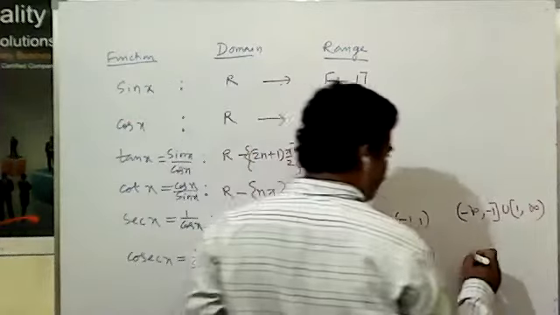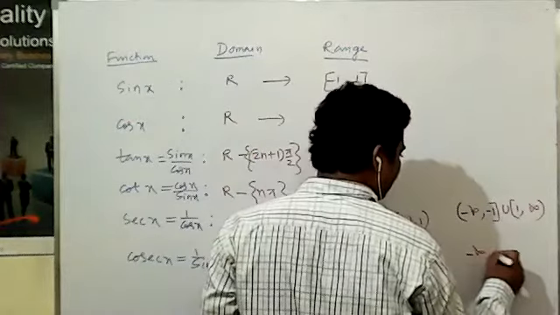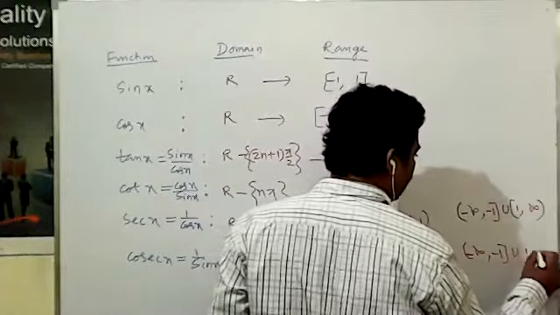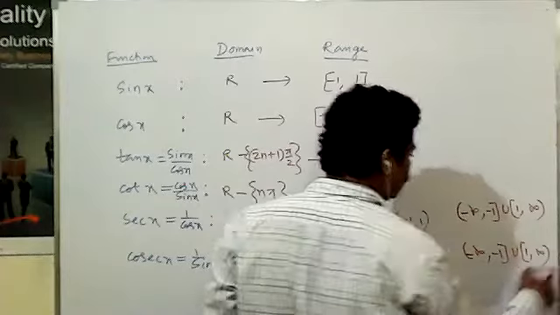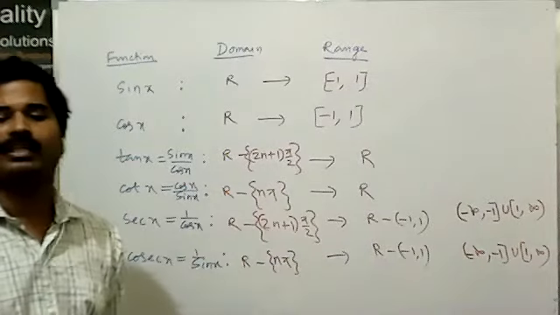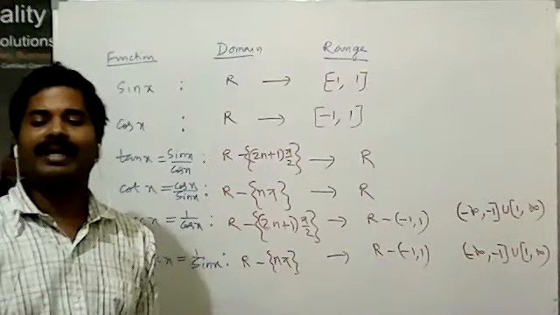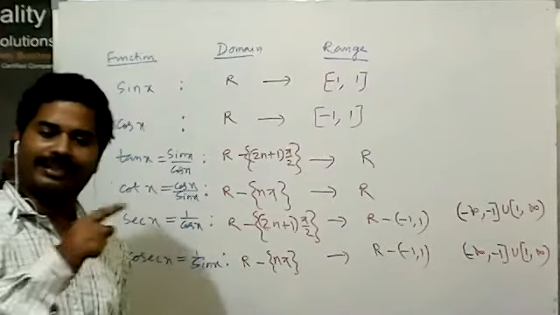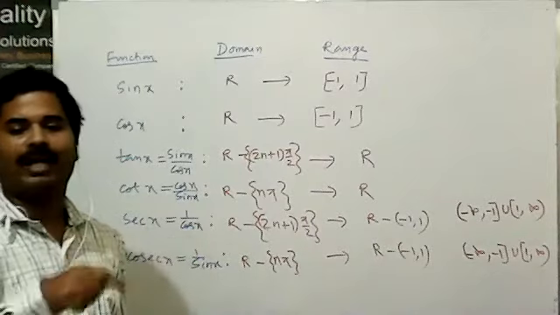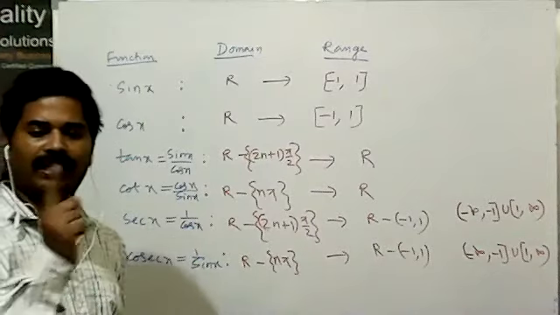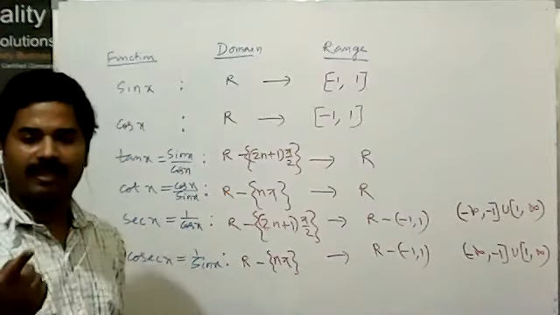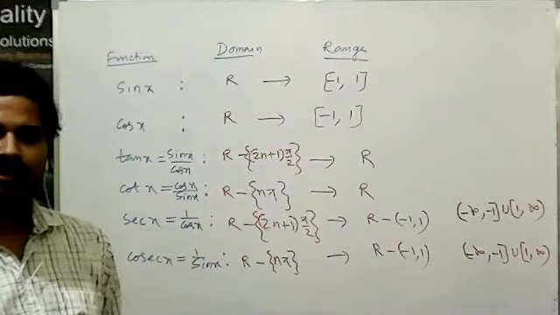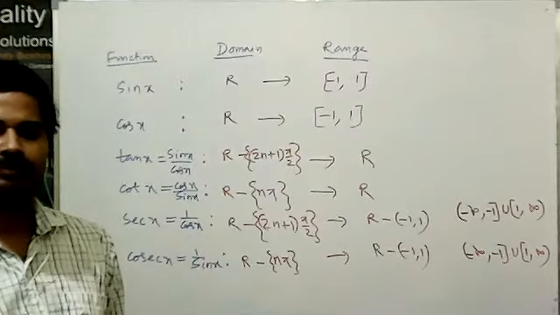And you can say -∞ to -1 closed interval union 1 to infinity, this is closed, this is open, this value will come. These are the domain and range of the trigonometry functions. Domain means what is in, range means what is out. What are we putting in, what are we getting out, this is it. After that, we'll discuss the other values.